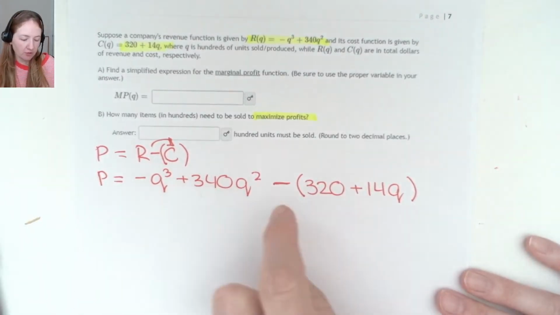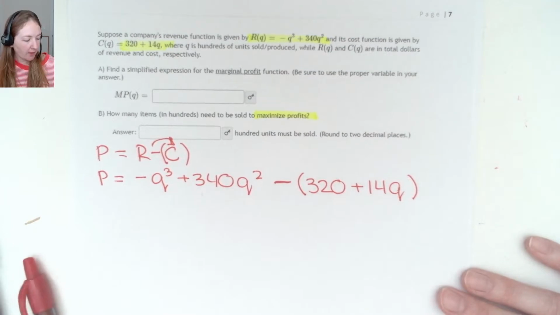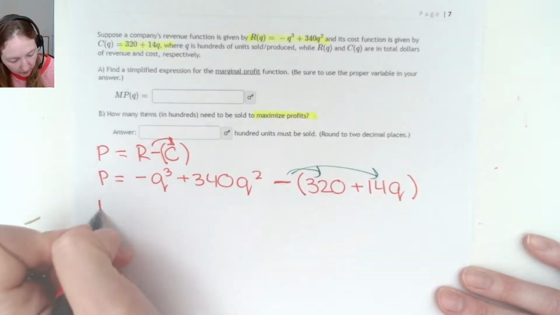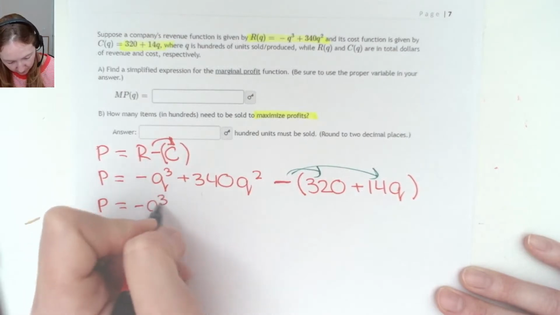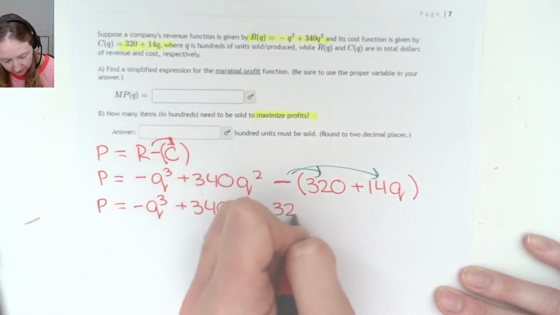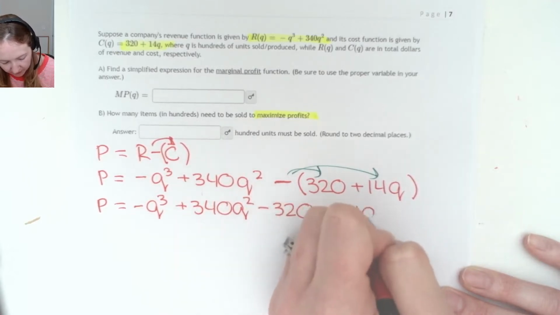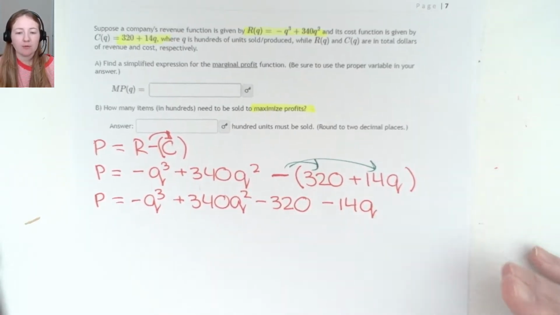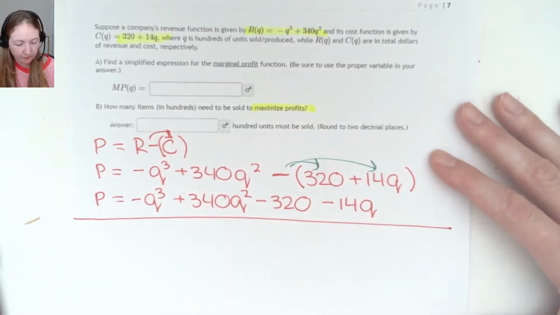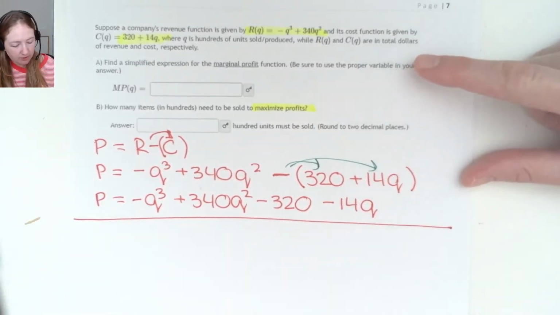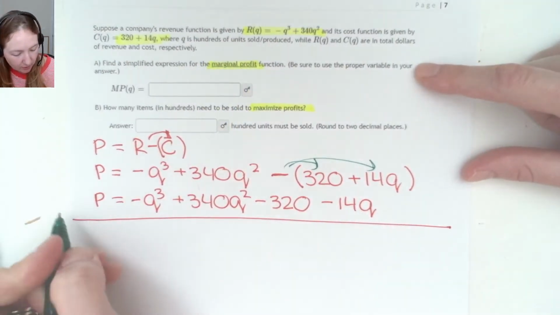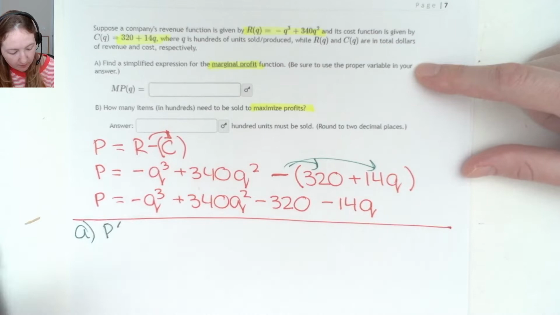So we have our revenue minus our cost, and then we need to distribute the negative. So we have negative q to the third plus 340 q squared minus 320 minus 14q. Now there are no like terms there to combine, so that is our profit. And you'll notice the first question they ask is what is marginal profit? So for part A here, marginal profit would be our P prime.